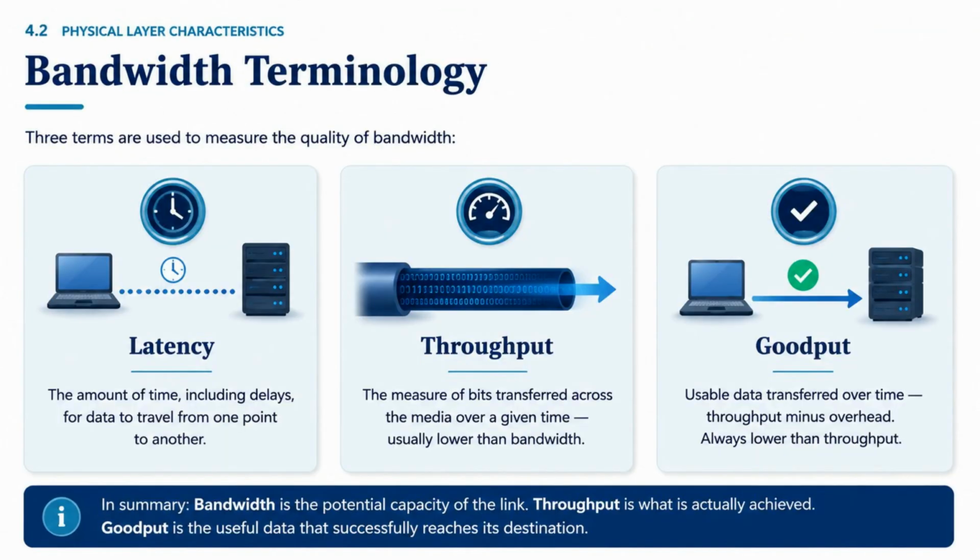3 related but different terms: latency, total time including delays for data to arrive; throughput, actual measured bits transferred over time, usually lower than bandwidth; and goodput, usable data only, throughput minus overhead, always the lowest of the 3. Bandwidth is the theoretical max. Goodput is what you actually get.